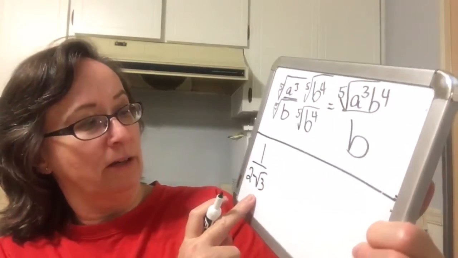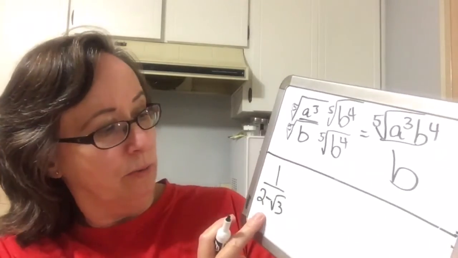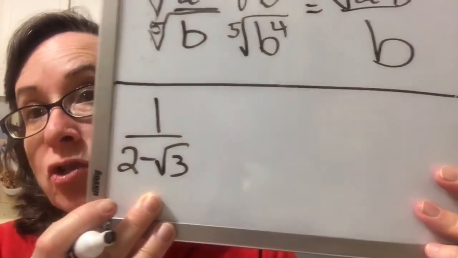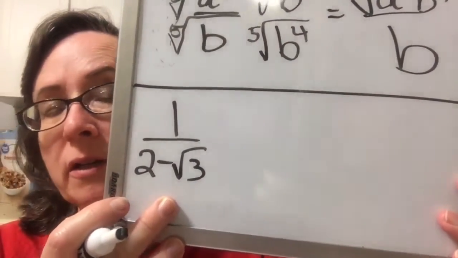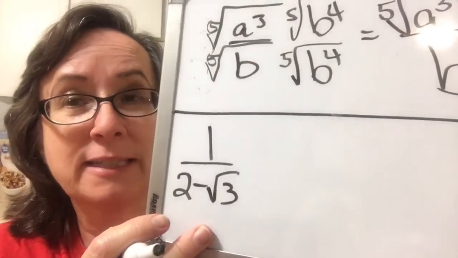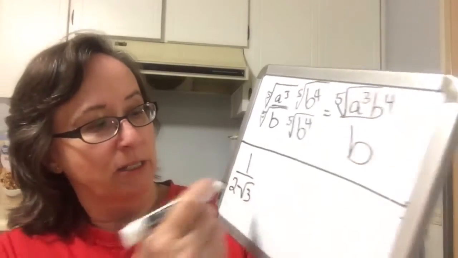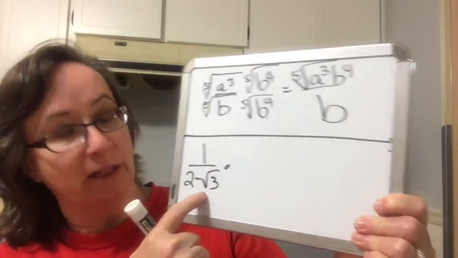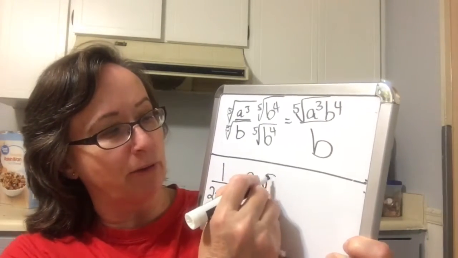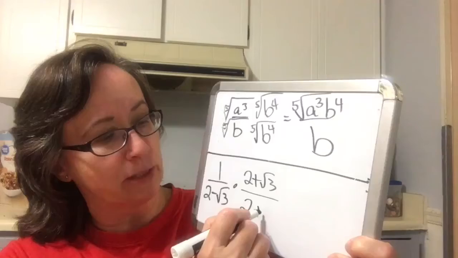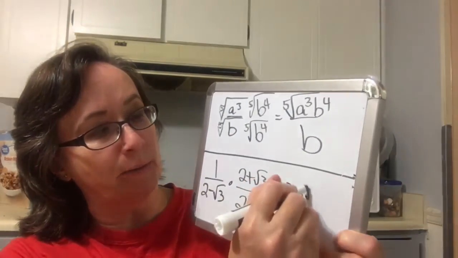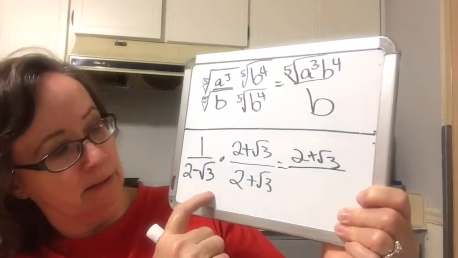On the second one down here, we have a 2 minus the square root of 3. Now this is our first problem that has 2 terms in the denominator, and we're trying to rationalize that denominator. Remember, when we have that situation, we're going to use conjugates. So we're going to multiply by 1 in the form of the conjugate of 2 minus the square root of 3. So we're going to multiply by 2 plus the square root of 3 over 2 plus the square root of 3.